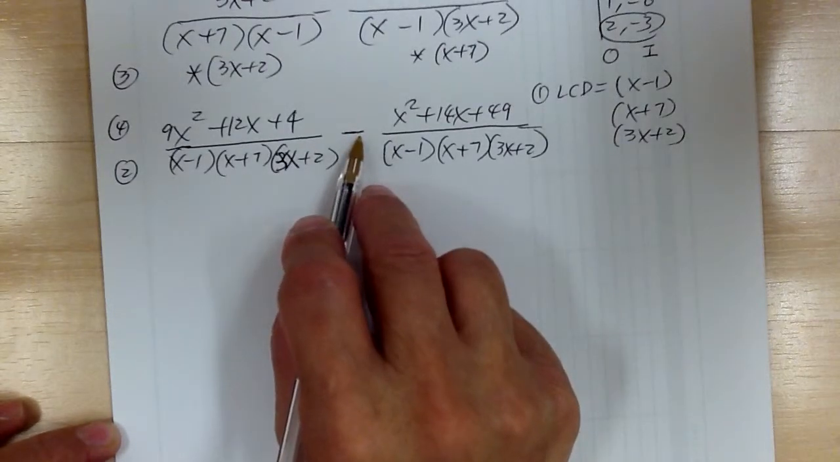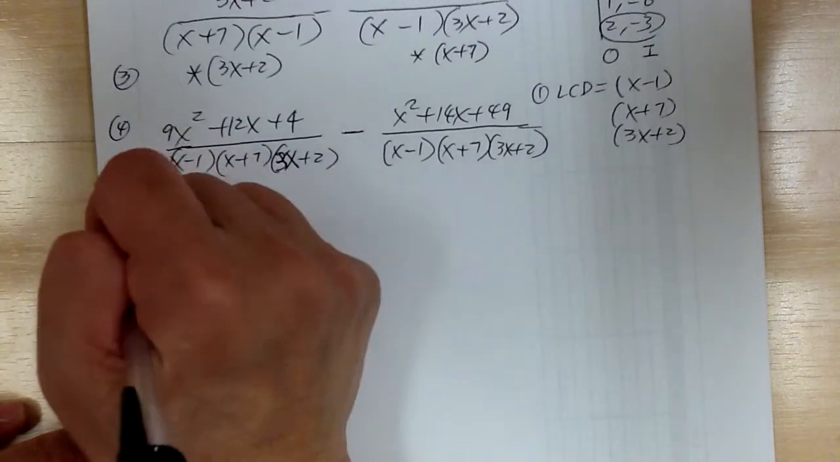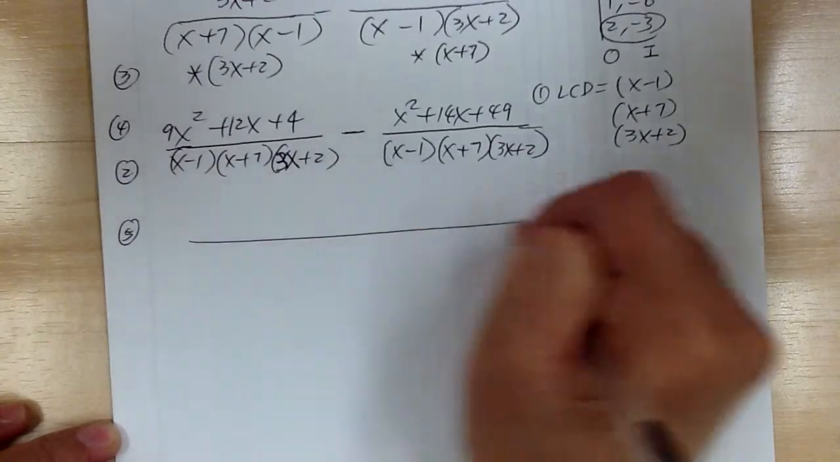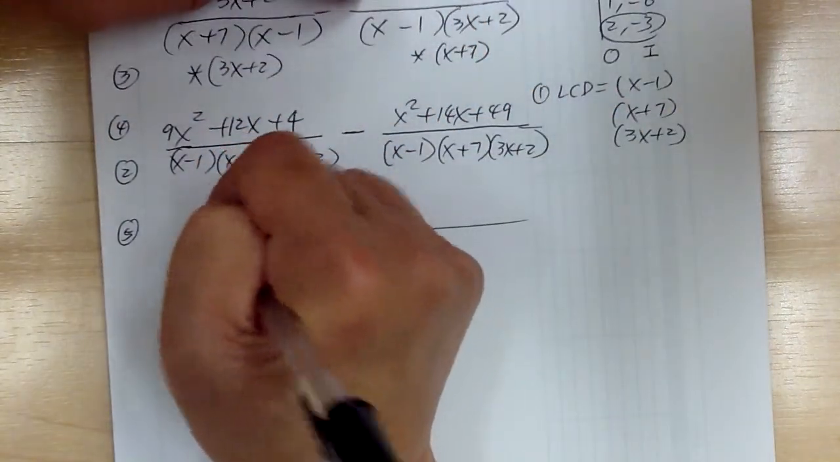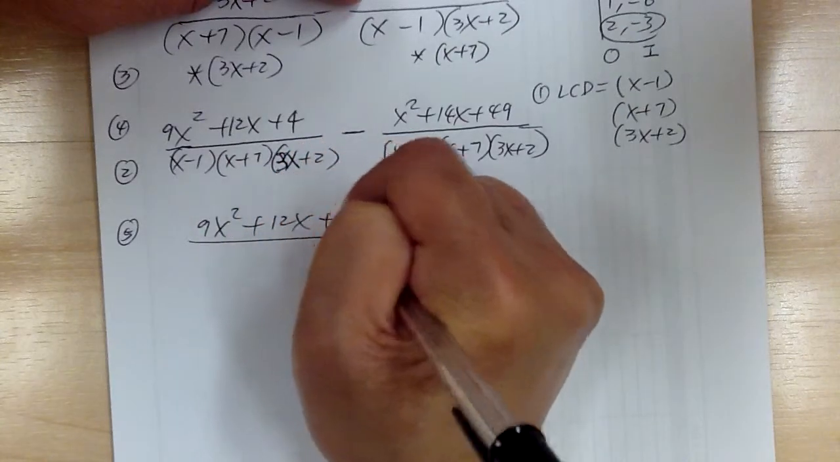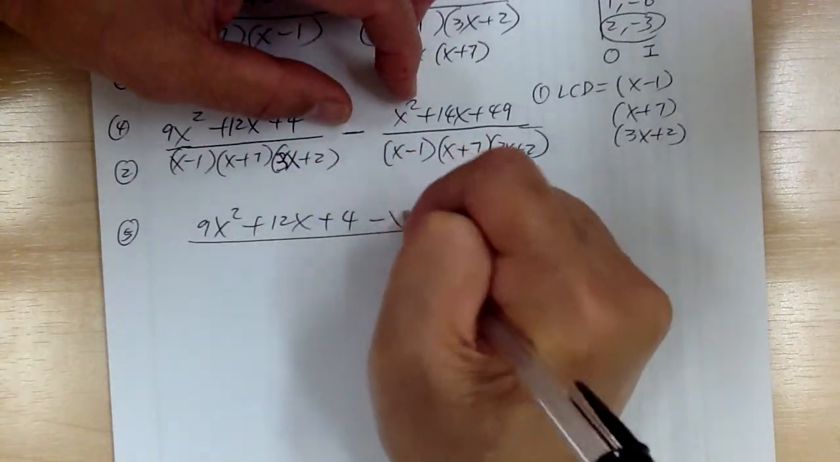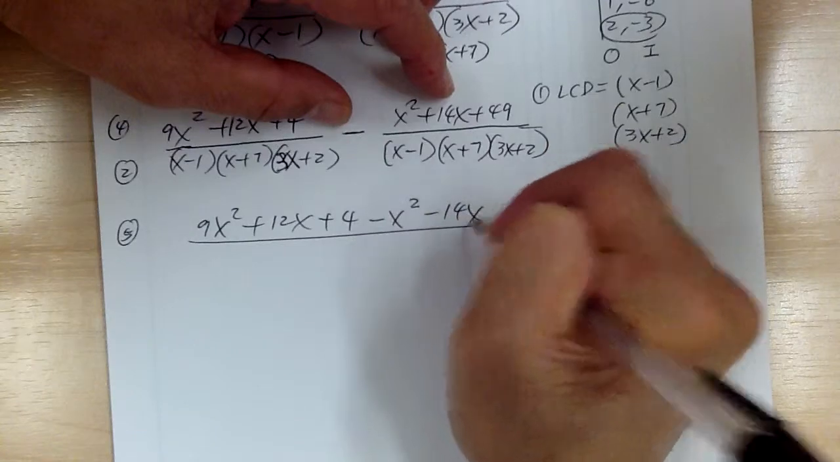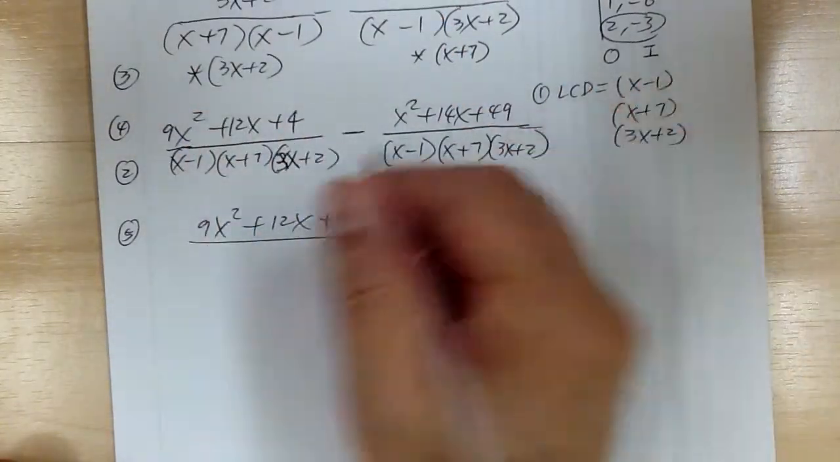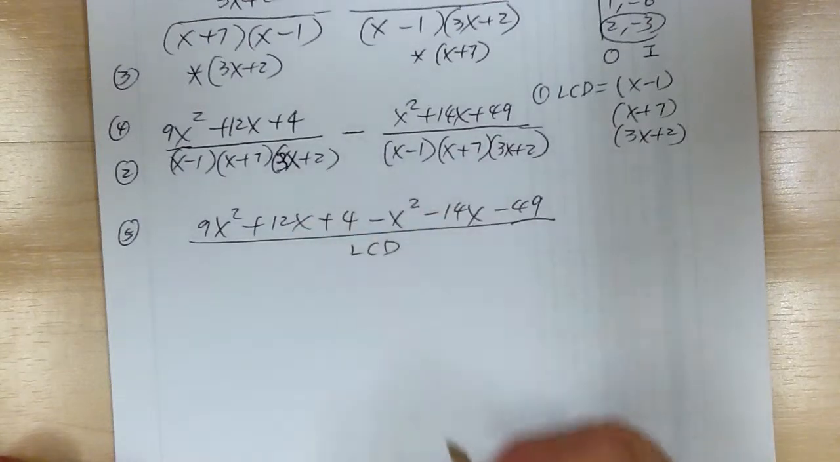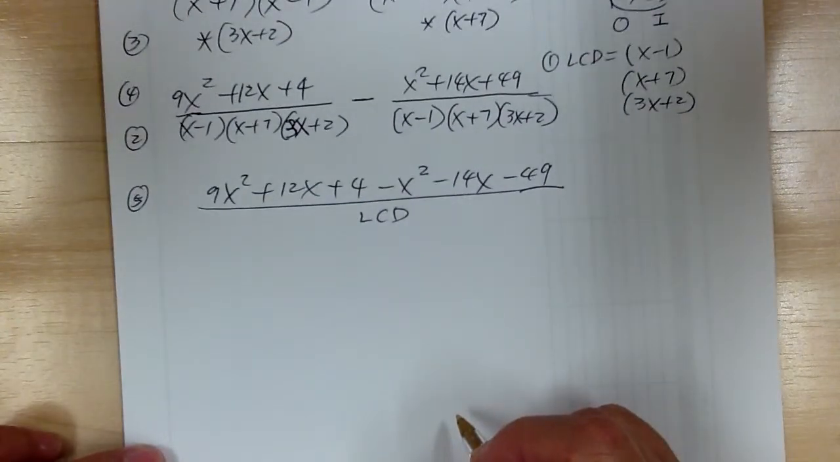Now again, you have to be careful with the subtraction. Okay, with the subtraction, you want to go ahead and work out the sign. So you got 9x squared plus 12x plus 4. Now this one you have to go minus x squared minus 14x minus 49. Now over here, if you don't want to write all these things out, you can just write down LCD temporary, okay, until you're ready to cancel things out.